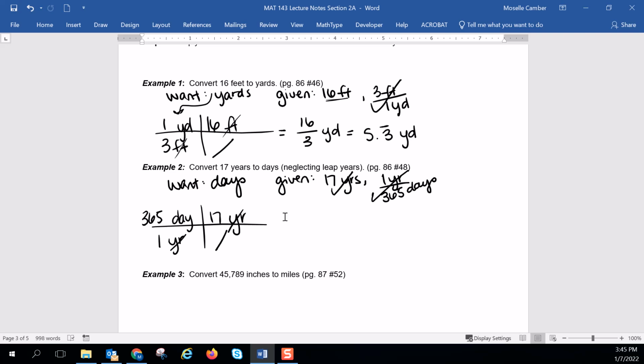Now we're going to multiply across. So we have 365 times 17 to get 6,205, with just 1 on the bottom. So 17 years is equal to 6,205 days.